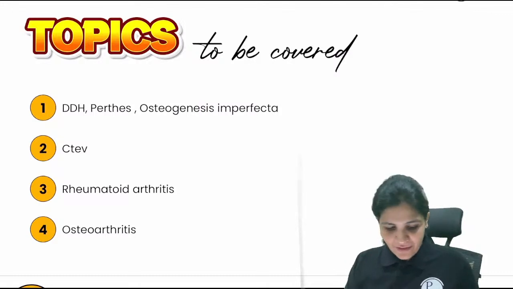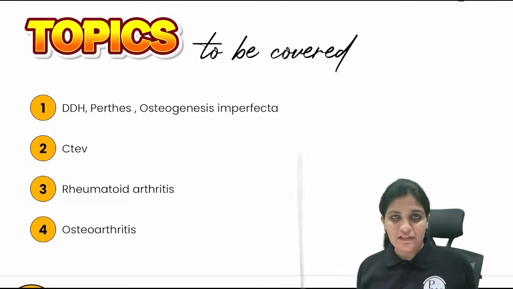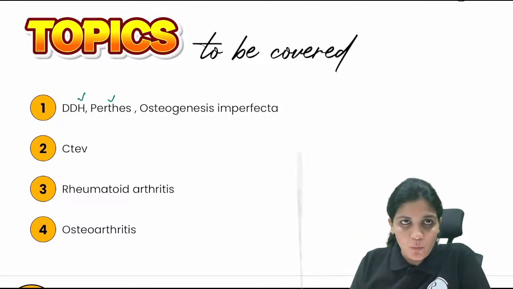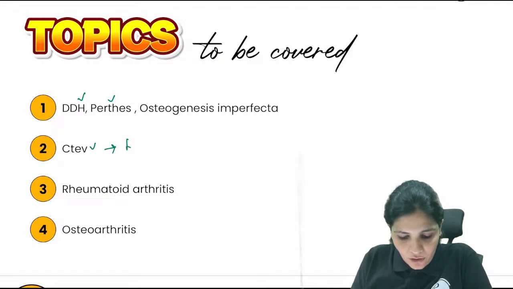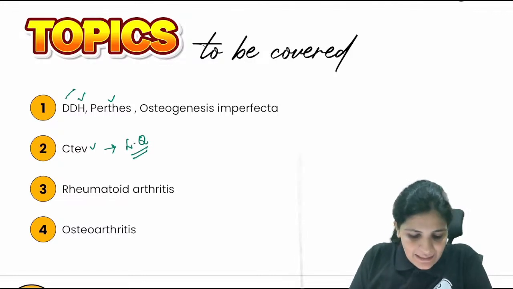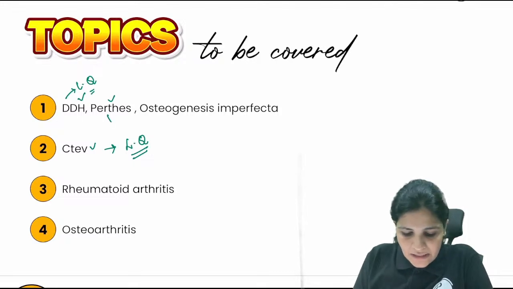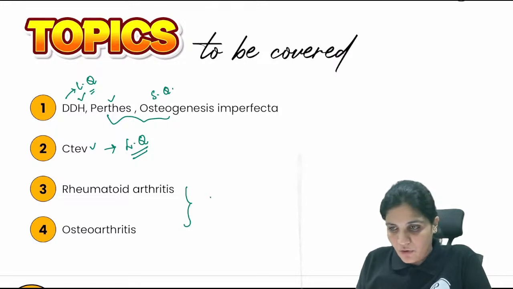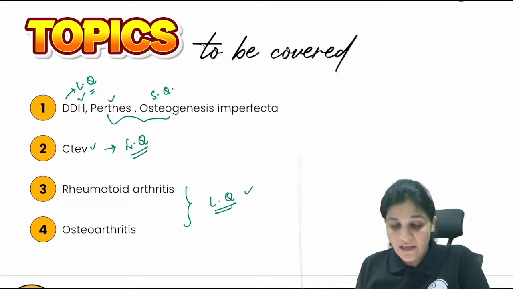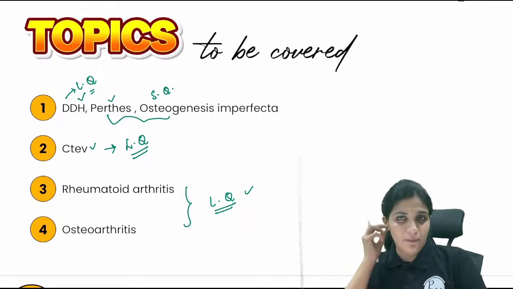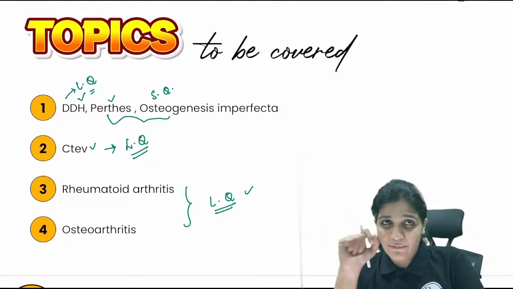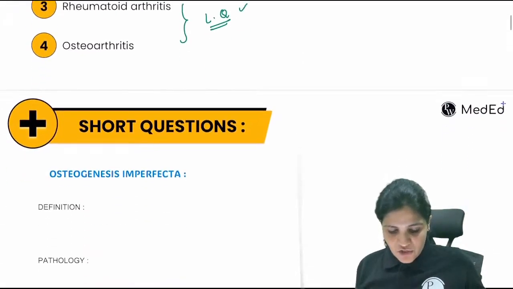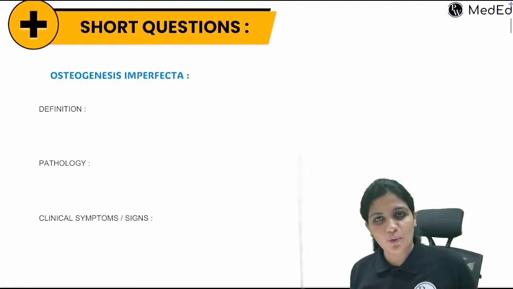So the topics today we are going to discuss are, the first one is the very, very important DDH, the Perthes, and the second one is CTV. So this is mainly for your long questions, and DDH can also be a long question. But usually the Perthes, osteogenesis imperfecta, these are for your short questions, right? And again, rheumatoid and osteoarthritis are two, again, long questions. So this is a very, very important class, because these are all long questions which will score you about 10 marks for each question. So let us complete a few short questions and then we'll go to our long section.